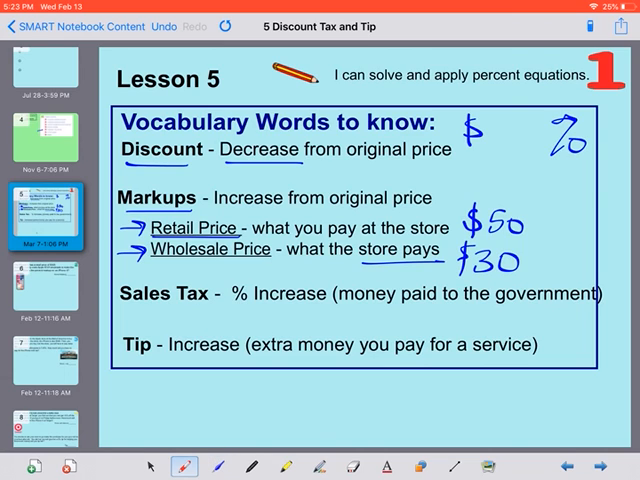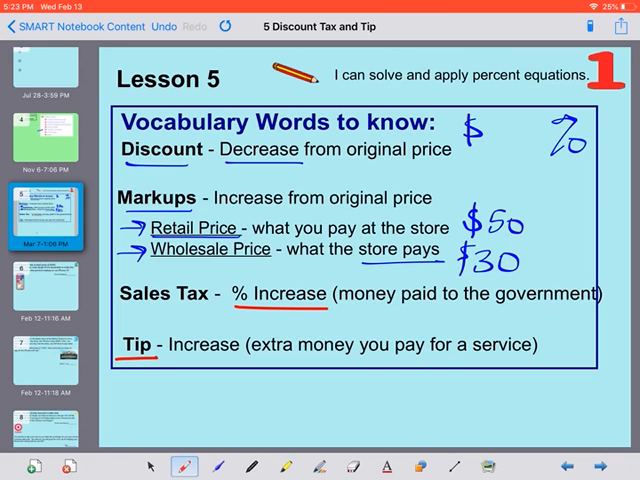Sometimes stores mark up prices if things are a really good deal. They mark things down so they're on sale, and they mark them back up so that they're making a profit or money. Sales tax is a percent increase. Usually it's 6 point something or 7 point something percent. That goes to the government.